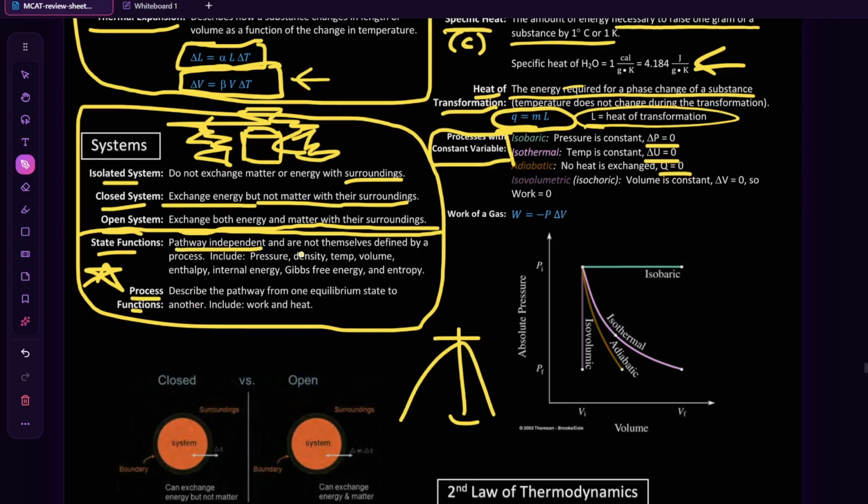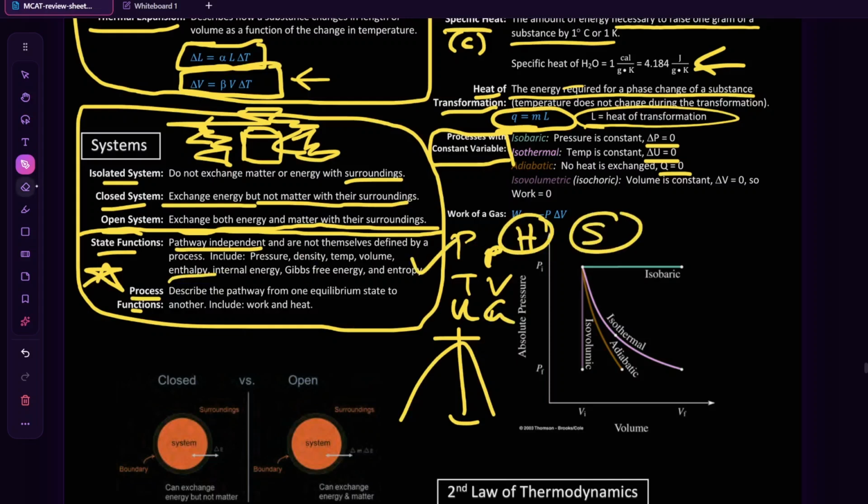So state functions include pressure, density, which is usually a little p, not d, temperature, volume, enthalpy, and internal energy, which we just saw as U. Gibbs free energy is G. Enthalpy is H. Sorry, I forgot to write that. Entropy is S. And that's all of the examples for them.